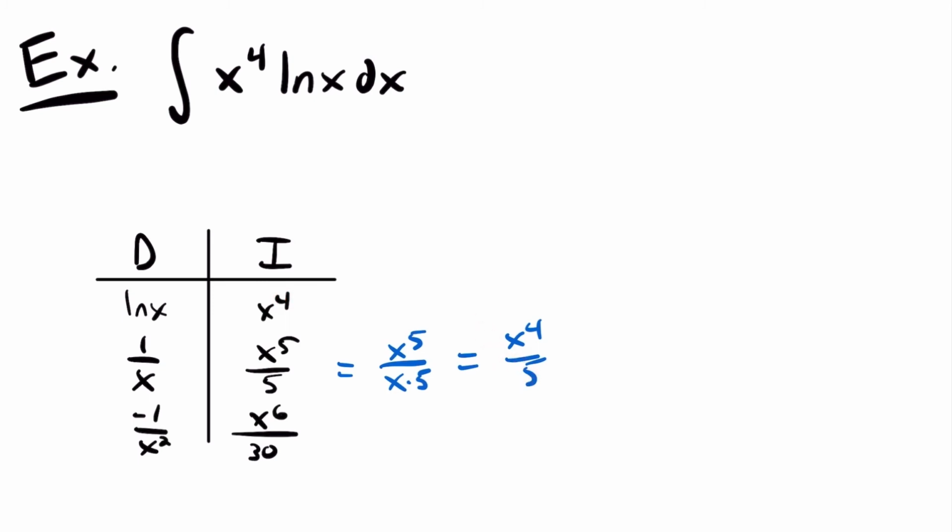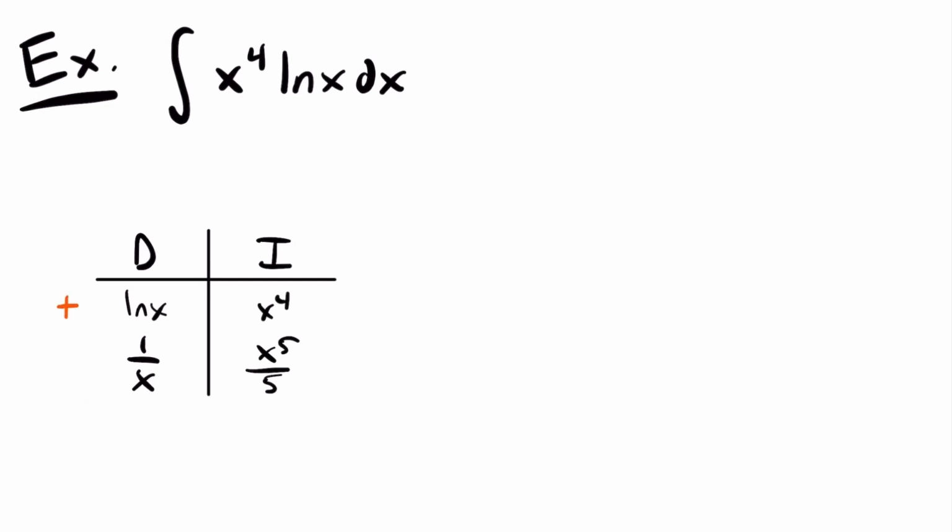And so we're actually going to stop our table after that second row. We actually don't need these two terms that we filled in. And so I'm going to erase all that. We're not going to need that to find the solution to our integral. We just need these two rows. And so if we add our signs to the side of the derivative column, we'll have plus and minus.